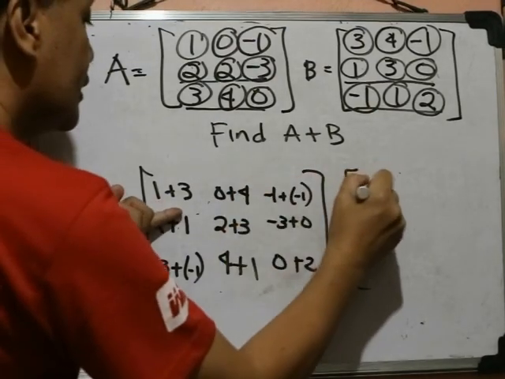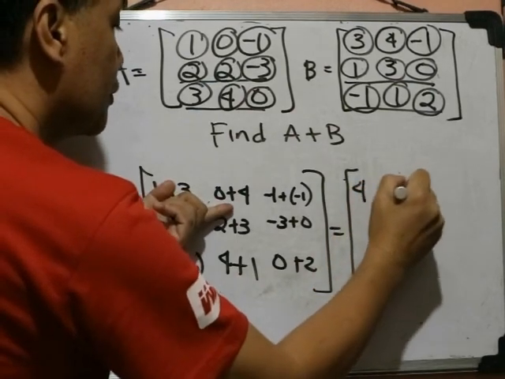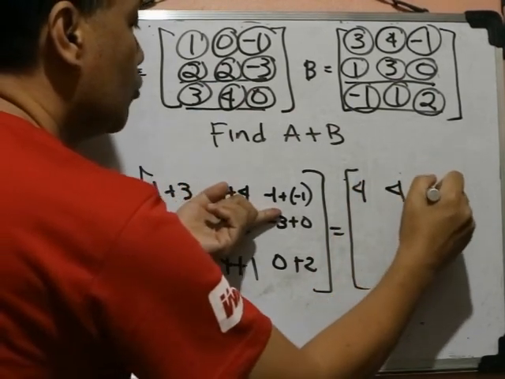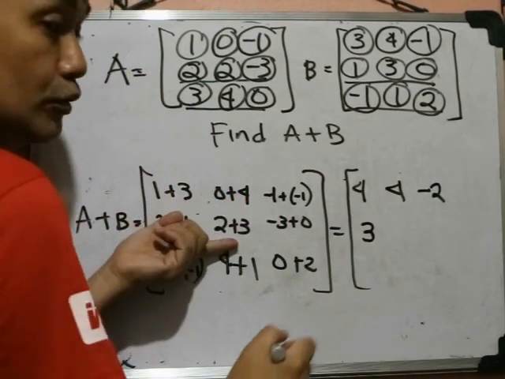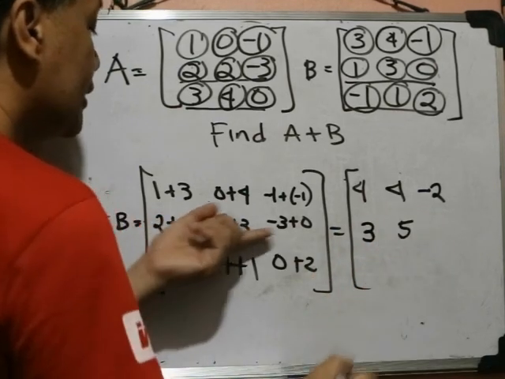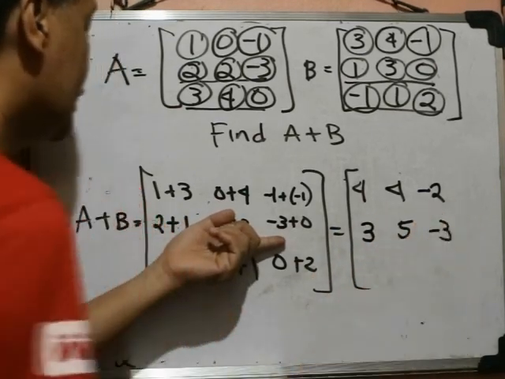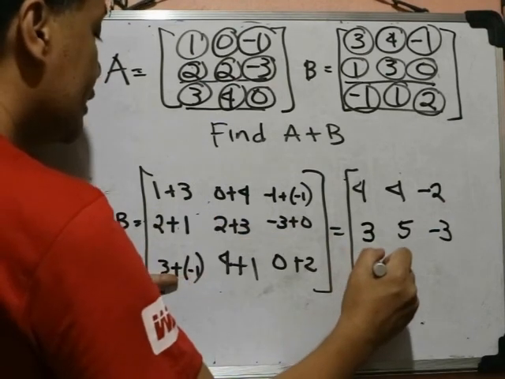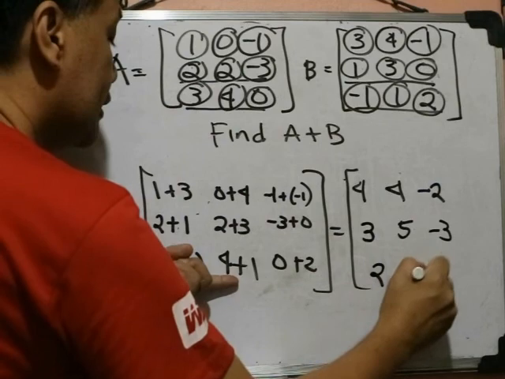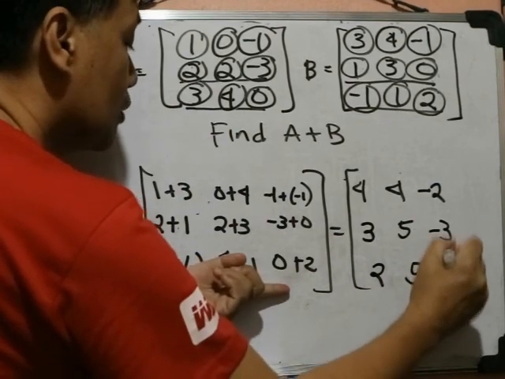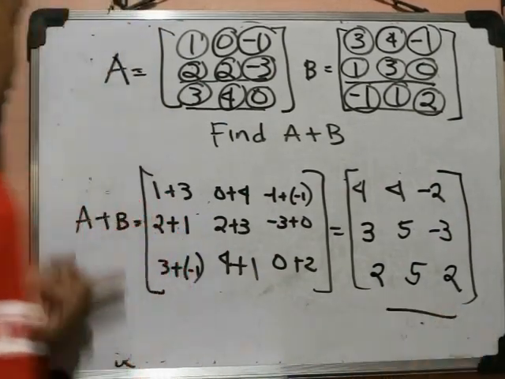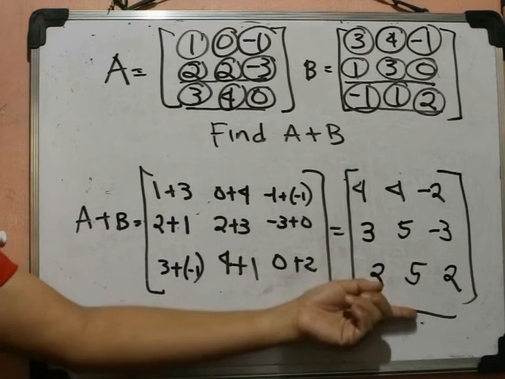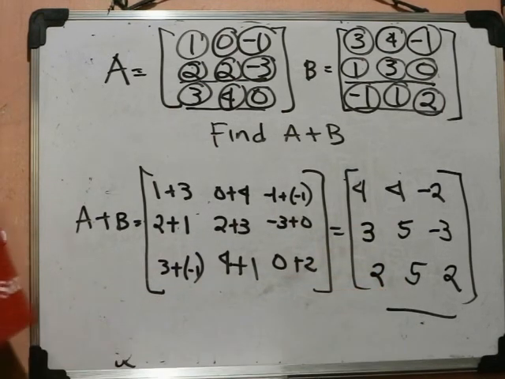So, 1 plus 3, 4. 0 plus 4, 4. Negative 1 plus negative 1, negative 2. 2 plus 1, 3. 2 plus 3, 5. Negative 3 plus 0, negative 3. 3 plus negative 1 is 2. 4 plus 1, 5. Then 0 plus 2. So this is your answer. That is A plus B. Okay, this is the answer. So that is how to add matrix.